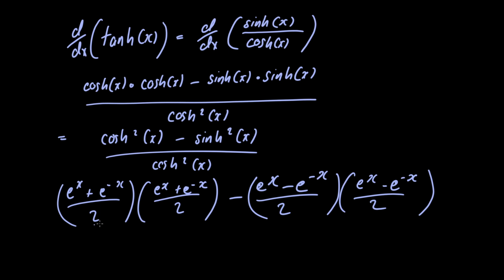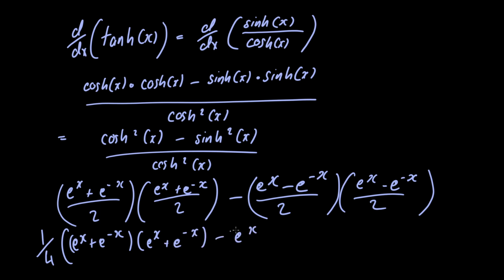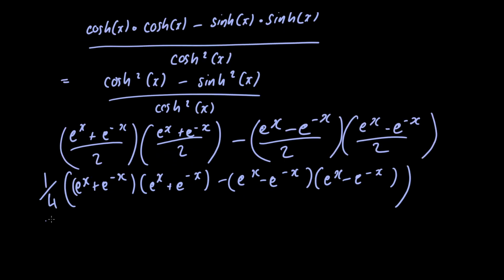So notice we have a 2 and a 2 here in the denominator, and a 2 here and a 2 here in the denominator. That means we can factor out a 1 over 4. It just makes multiplying everything out a little bit cleaner. So let's go ahead and multiply out everything in the brackets here.